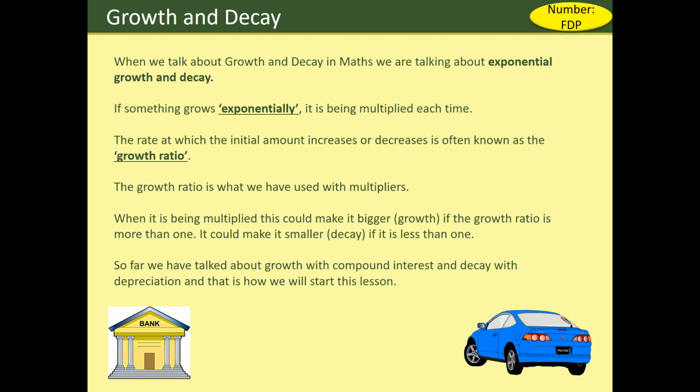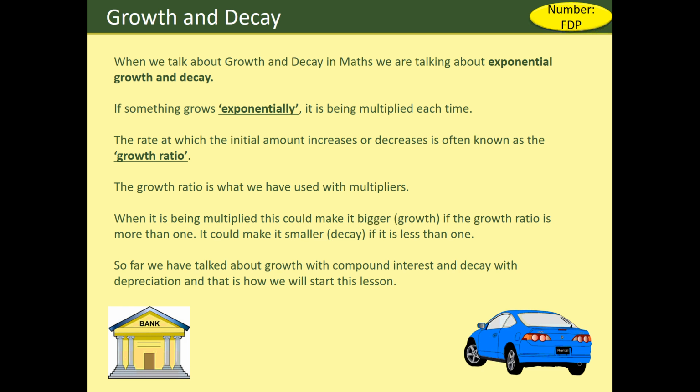So when we talk about growth and decay in maths, we're talking about exponential growth and decay. If something grows exponentially, it means that we're multiplying it each time rather than just adding it on. If you think about a sequence, it would be like a geometric sequence, say 3, 9, 27, and so on, where you're multiplying by 3 each time, rather than a linear sequence, which is say 2, 4, 6, 8, 10, where you're adding each time.